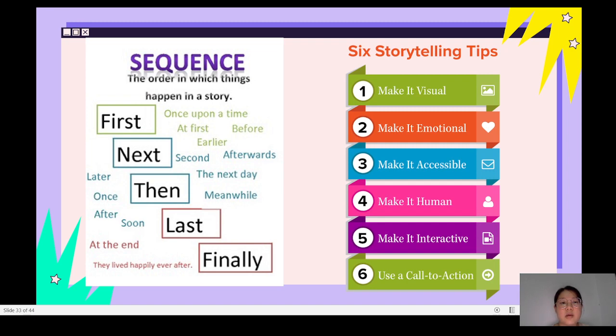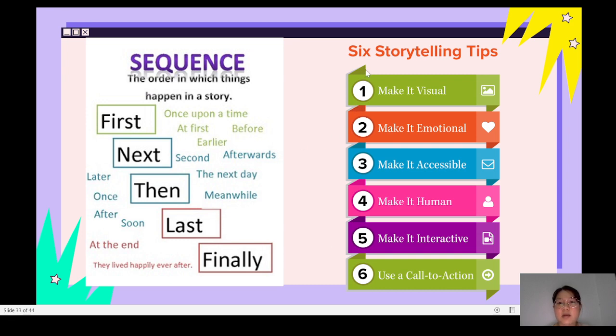Then I will give you some words that describe the sequence when you want to describe things in a story. First has the same meaning as once upon a time, at first, before, or earlier. And the next and then have the same meaning as a lot of words such as later, once, after, soon, second, afterwards, the next day, and meanwhile. And the last one is that the words last and finally have the same meaning as these words here, at the end, or you can say directly the outcome of the story, like they lived happily ever after. This is a good ending.